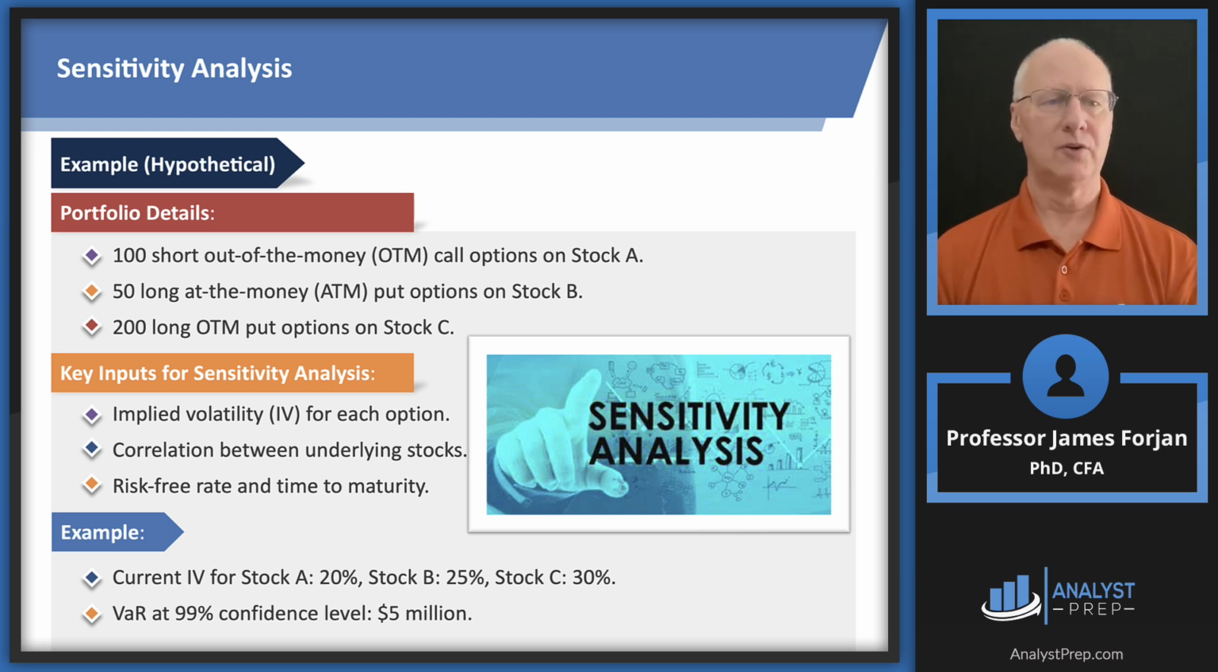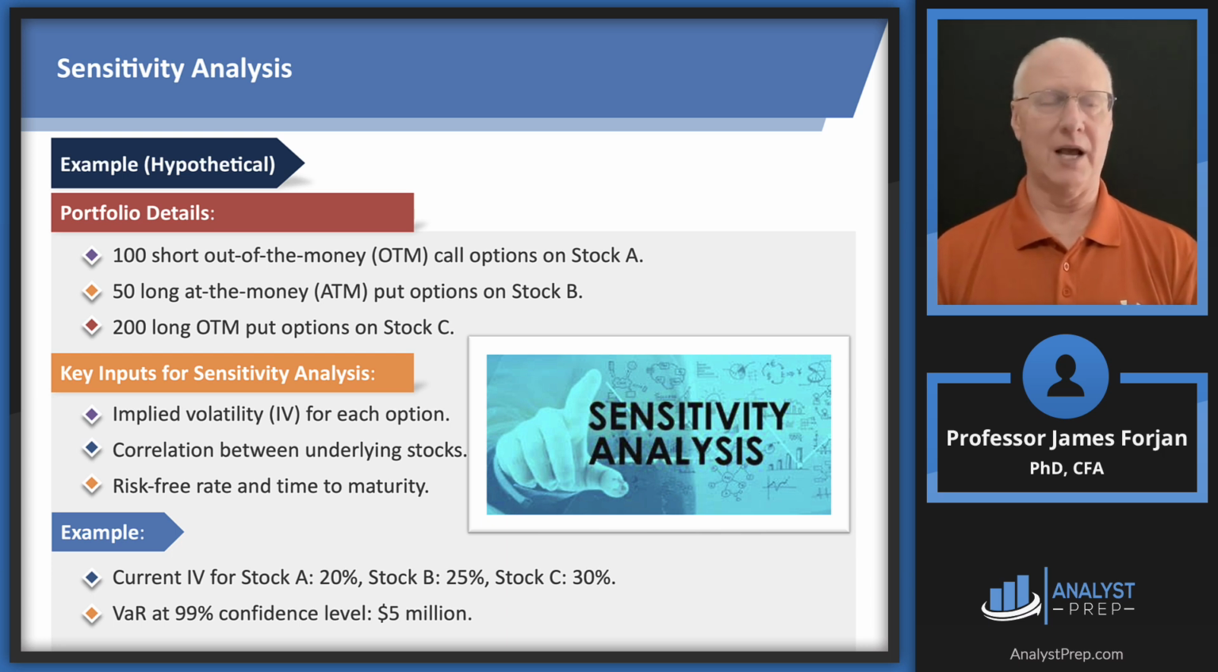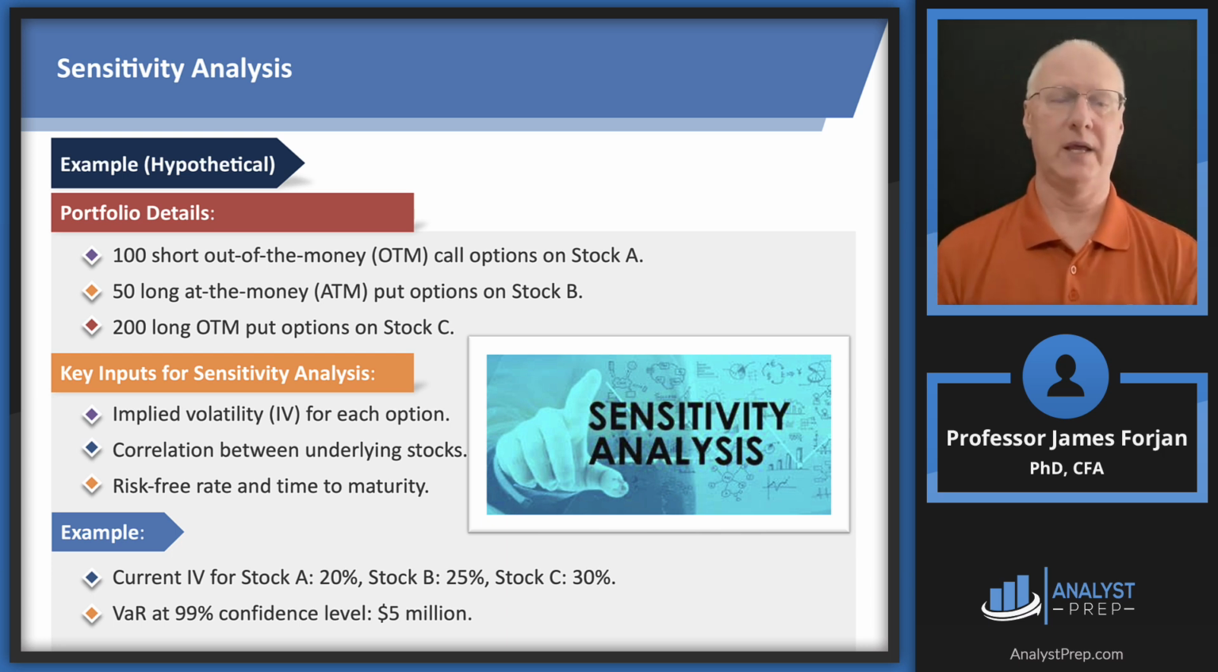So we've got shorts and longs, et cetera, et cetera. So what's the key input? What is this key risk factor? Implied volatility. We also need to worry about the correlation between and among all of the underlying stocks. We've got stock A, stock B, and stock C.